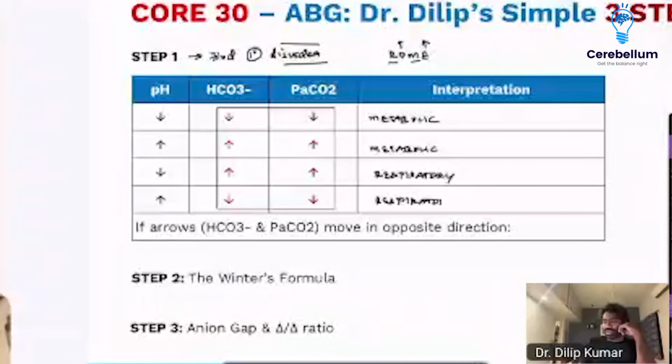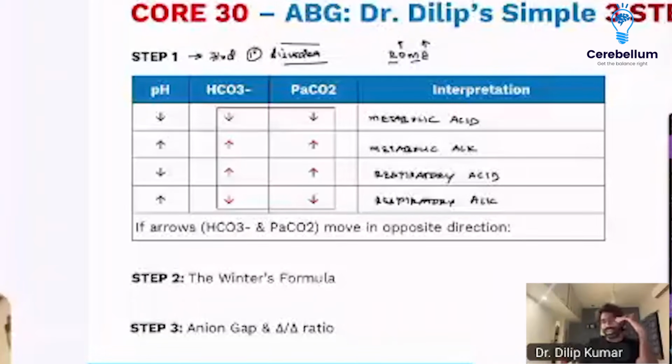So now just look at the pH and decide what is the issue. If pH is low, it must be metabolic acidosis. If pH is high, it must be metabolic alkalosis. If pH is low, again, it must be respiratory acidosis. If pH is high, again, it must be respiratory alkalosis. Got it? So now easily you can find out what is the primary disorder.